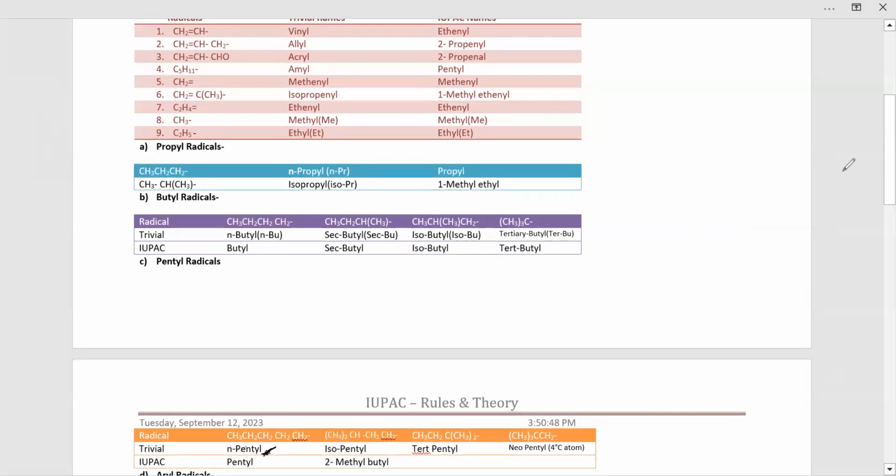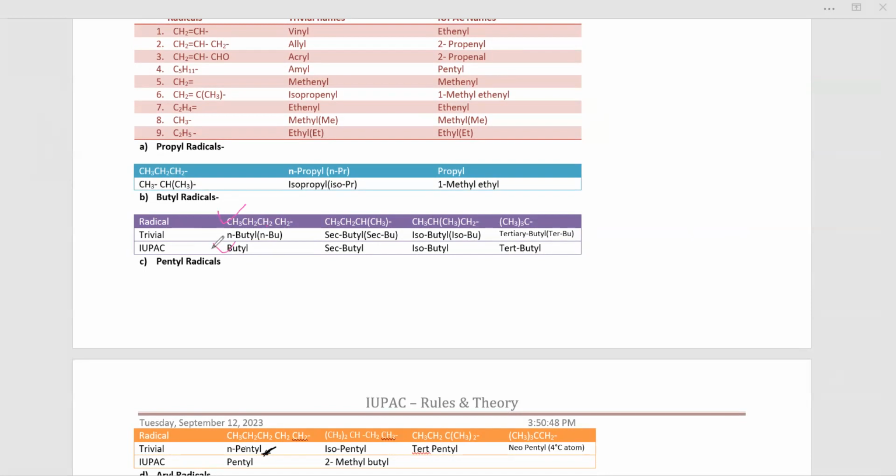Now, see butyl. CH3, CH2, CH2, CH3. The carbon chain is straight now. So it is normal butyl, or simply butyl.